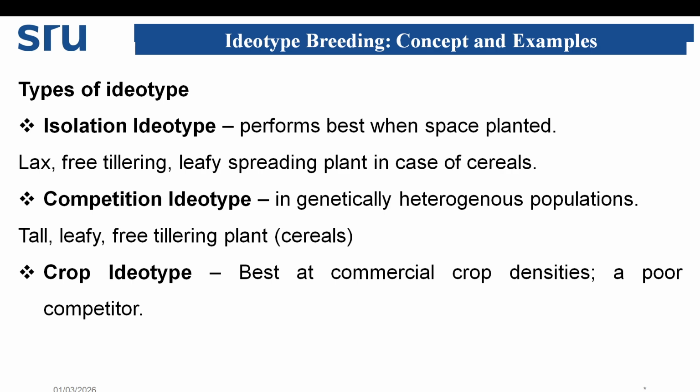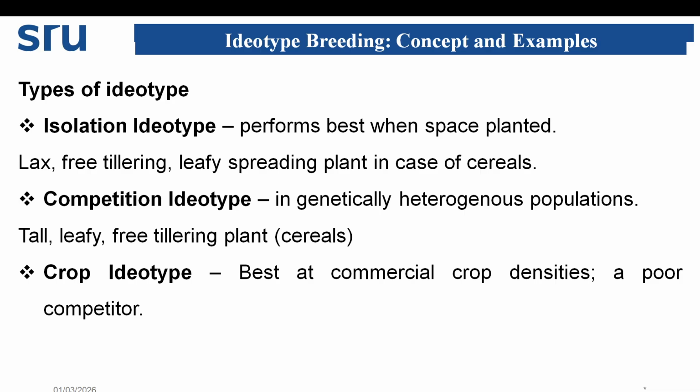There are different types of ideotype. Mainly there are three types. First, the isolation ideotype. This isolation ideotype will perform best when space planted, and that's why the name indicates isolation. So you need to do space planting, for example free-tillering, leaf-spreading plants in the case of cereals. So space planting is required, and that's why it is called the isolation ideotype.